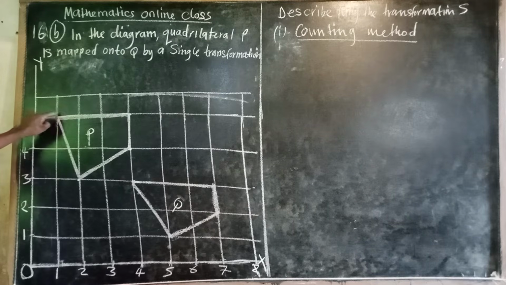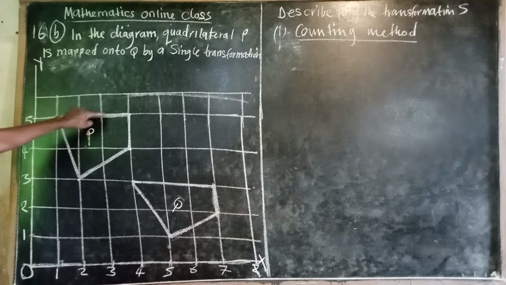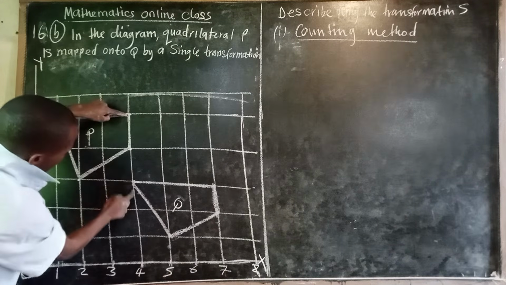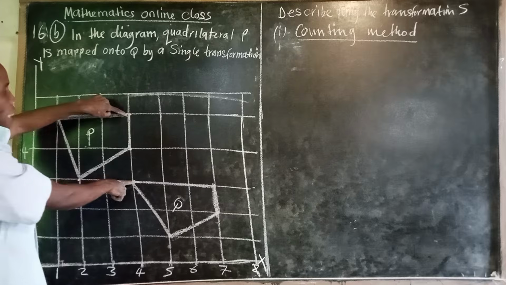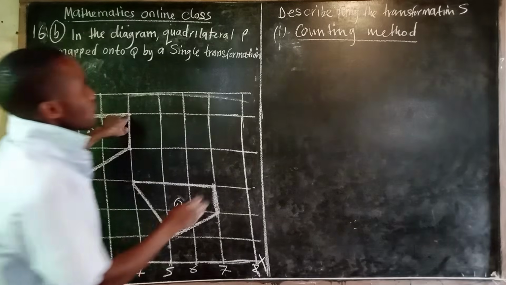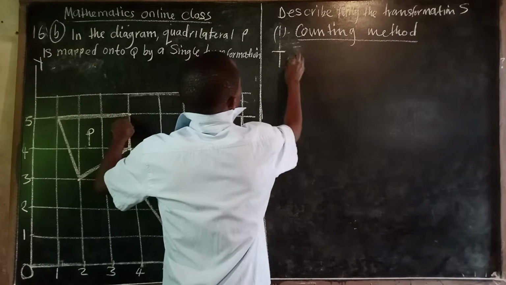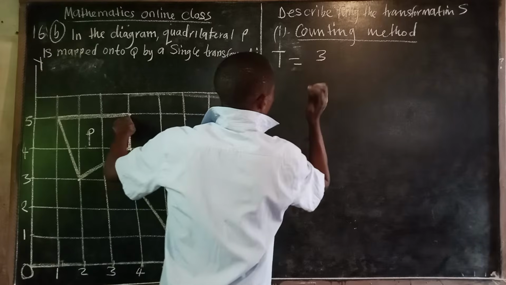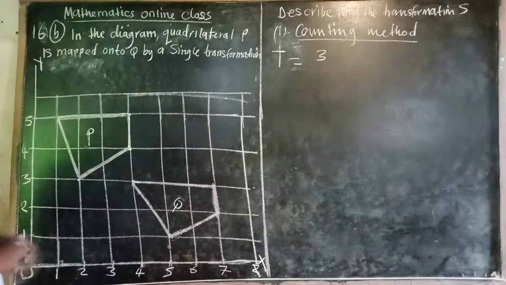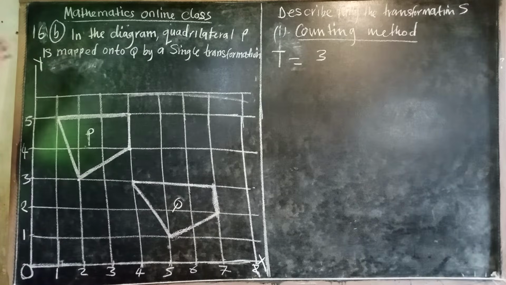So we can start: 1, 2, 3. When you look at this line, that's where the image started. So 3, meaning x. So you are saying x is what? 3 units. Okay.